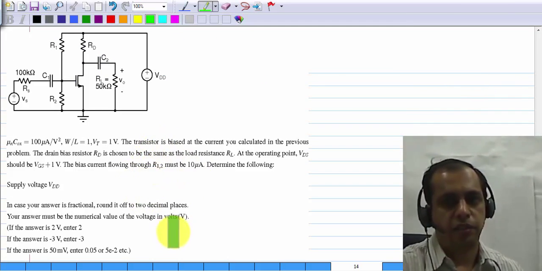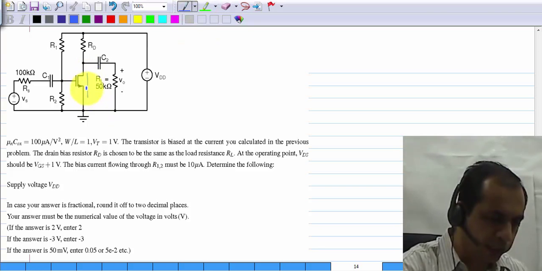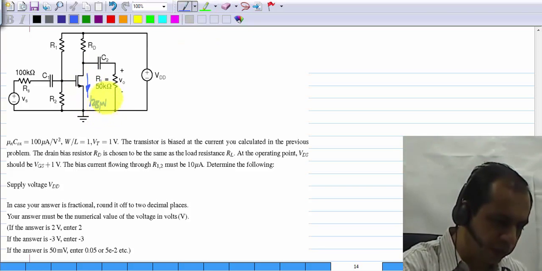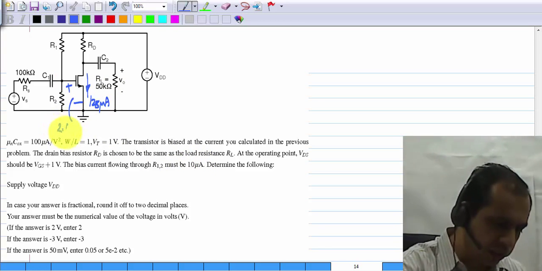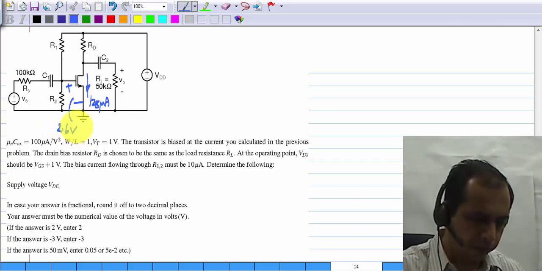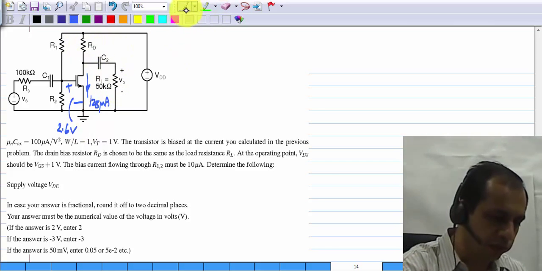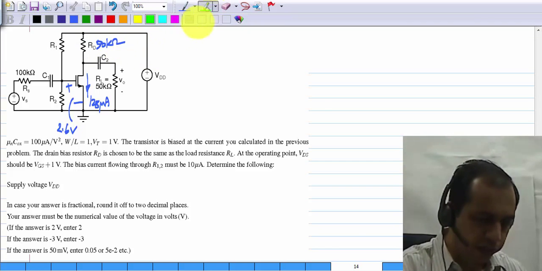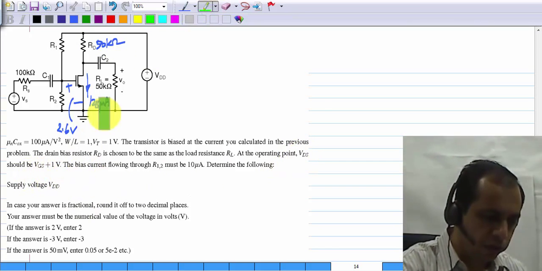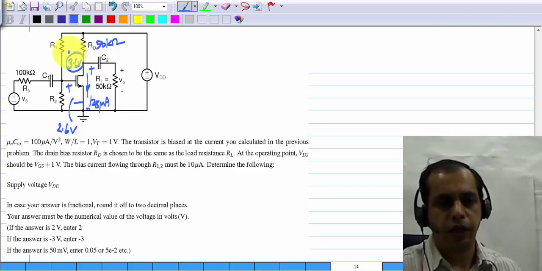So the next one is sort of a continuation of the same. You are asked to use the bias point from the previous one. So that means that this transistor is biased at a current of 128 microamperes, and this voltage VGS minus VT is 1.6 volts. So this is 2.6 volts. And you're also told that the drain bias resistor is the same as the load resistor. So this is also 50 kilo ohms. And VDS is VGS plus 1 volt. So VGS is 2.6 volts. So VDS, this point here, must be at 3.6 volts.